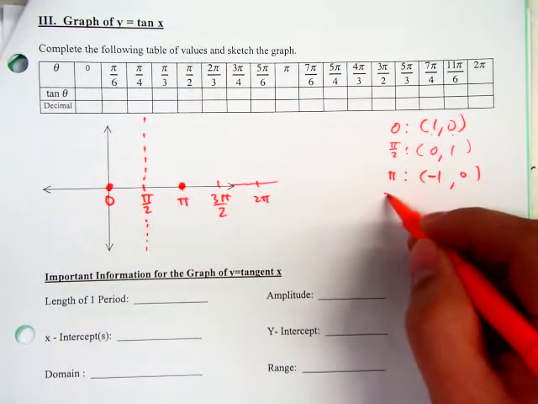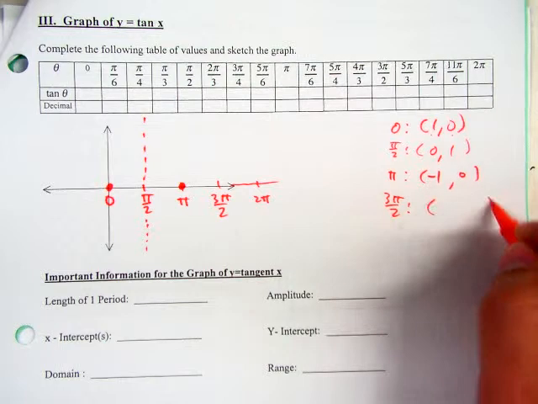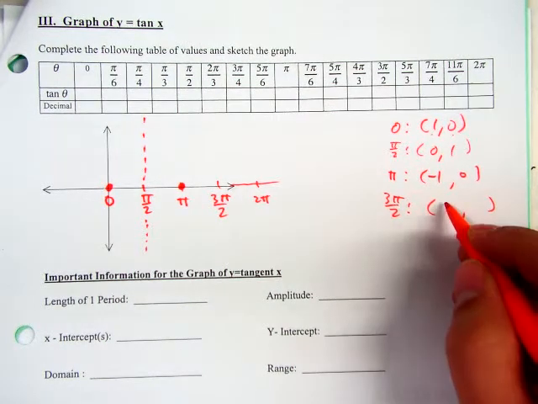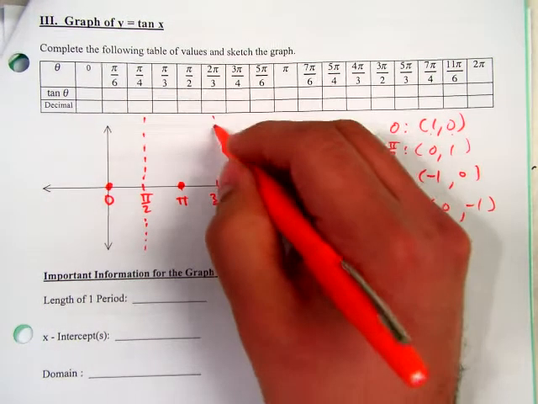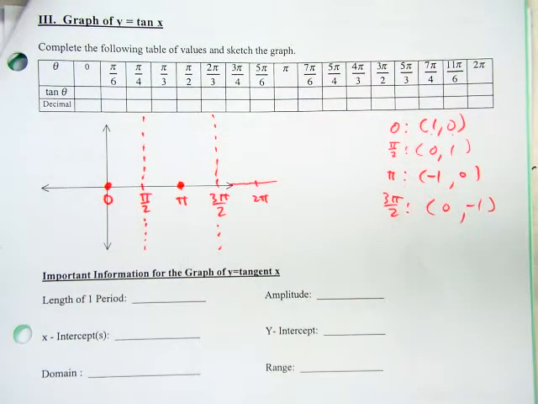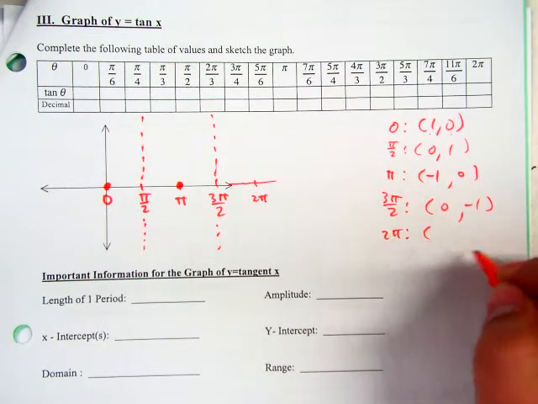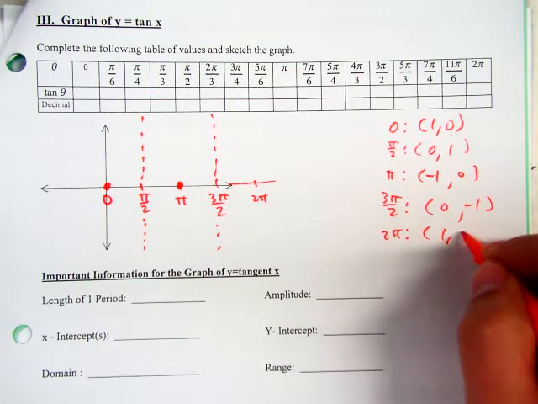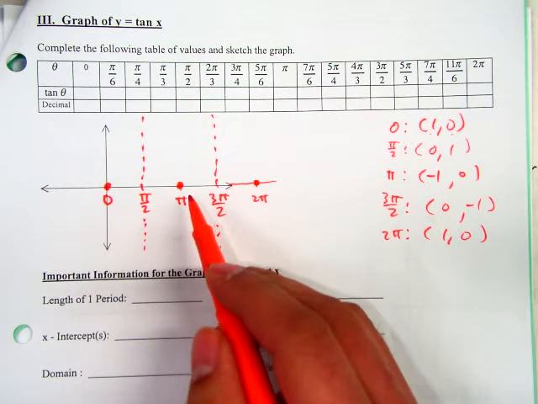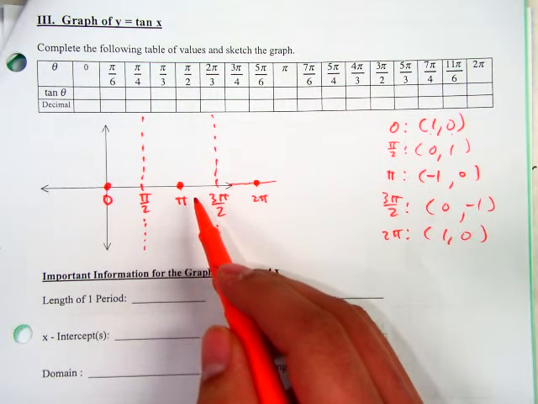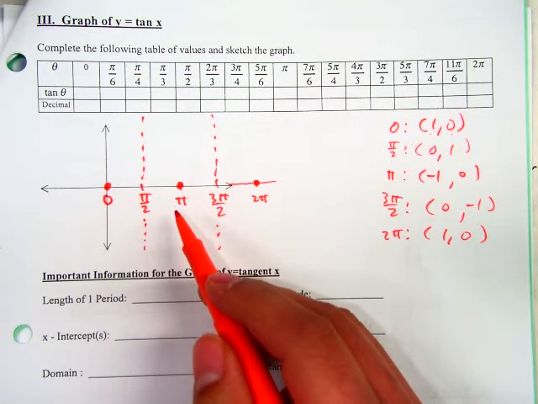3 pi over 2, we're at 0, -1 on the unit circle. Tangent will be undefined. So we get an asymptote. 2 pi is 1, 0 again. So now it's going to give us another 0 value. I don't really have any other information except that we have asymptotes and then this point in the middle, right?